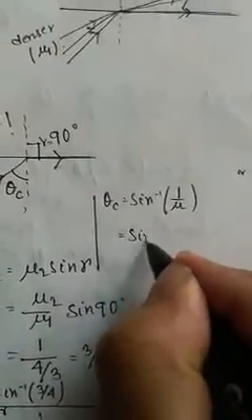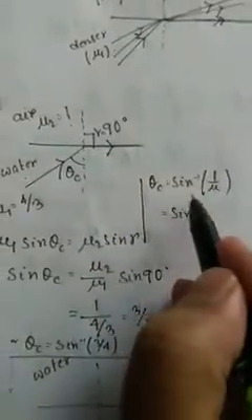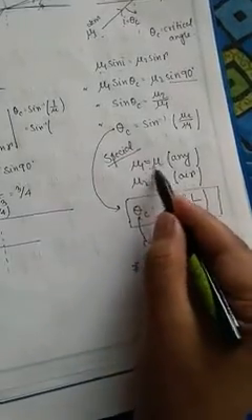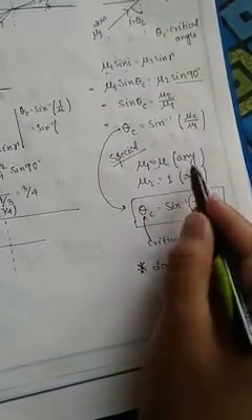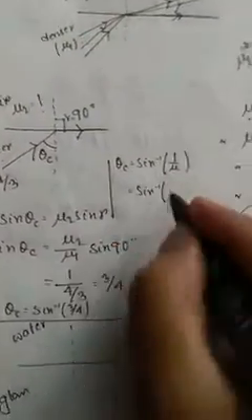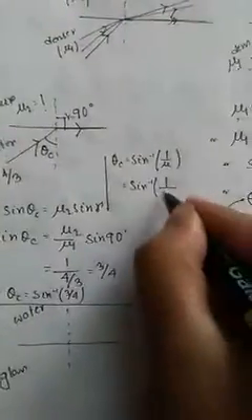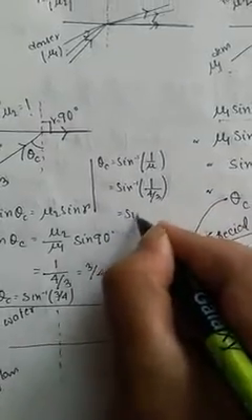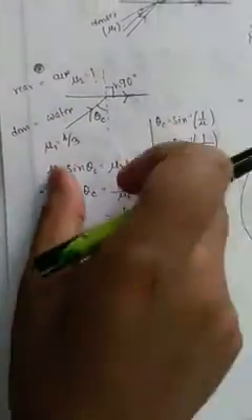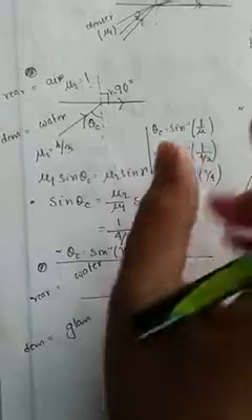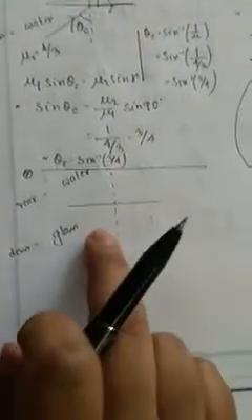This is the answer. From here you can also calculate directly: sine inverse 1 by mu, where mu means the refractive index of the denser medium. Here the denser medium is 4 by 3, so 1 by 4 by 3 is 3 by 4, and sine inverse 3 by 4. So in one process you are following the mathematics, and in the other you are following the formula only. Choice is yours. But in this case it is very important.